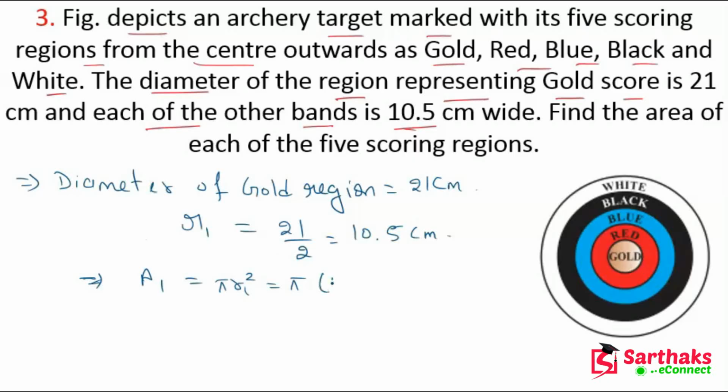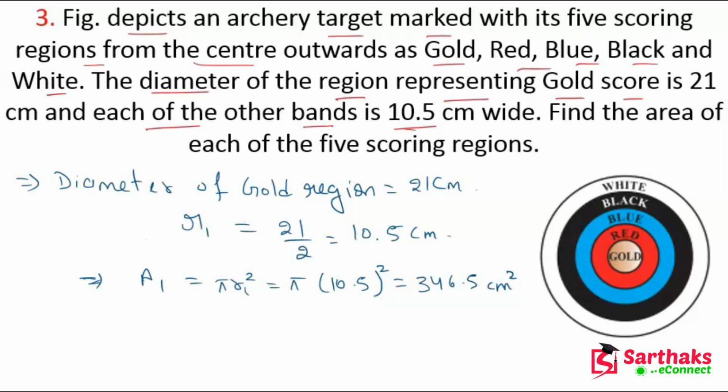Now this will give pi times 10.5 whole square. If we solve this, we get 346.5 centimeter square. Now in each other band, 10.5 centimeter is added.